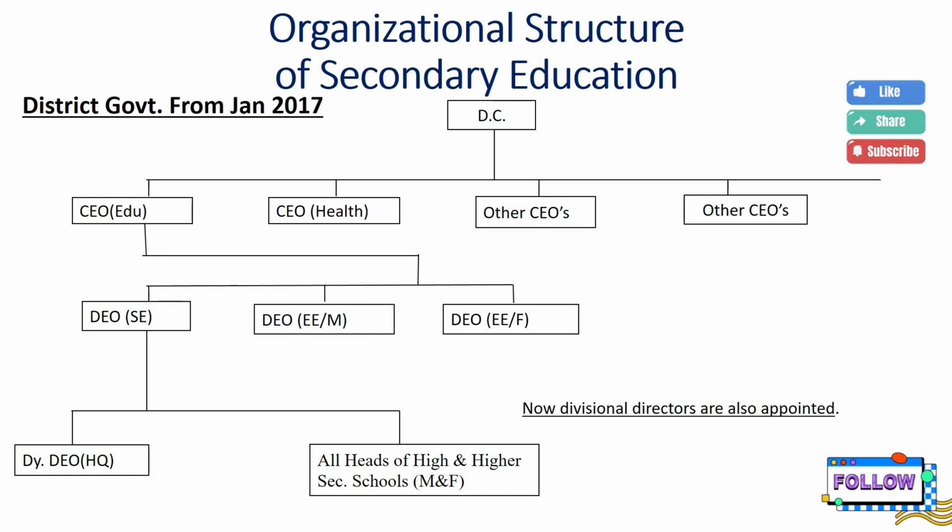Now, there are district governments from January 2017. The district government has its own CEO of education as well as for health and other CEOs. Further elaboration of the CEO for education is DO of secondary education, DO for elementary education for male and for female. Now divisional directors are also appointed in this.